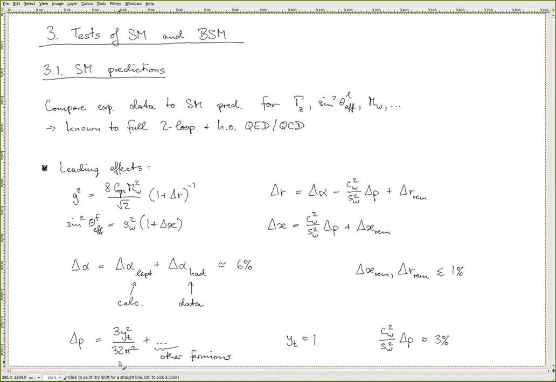And somebody else is asking, are those related to the STU parameters? One of them is. So this delta rho is actually related to the T parameter.